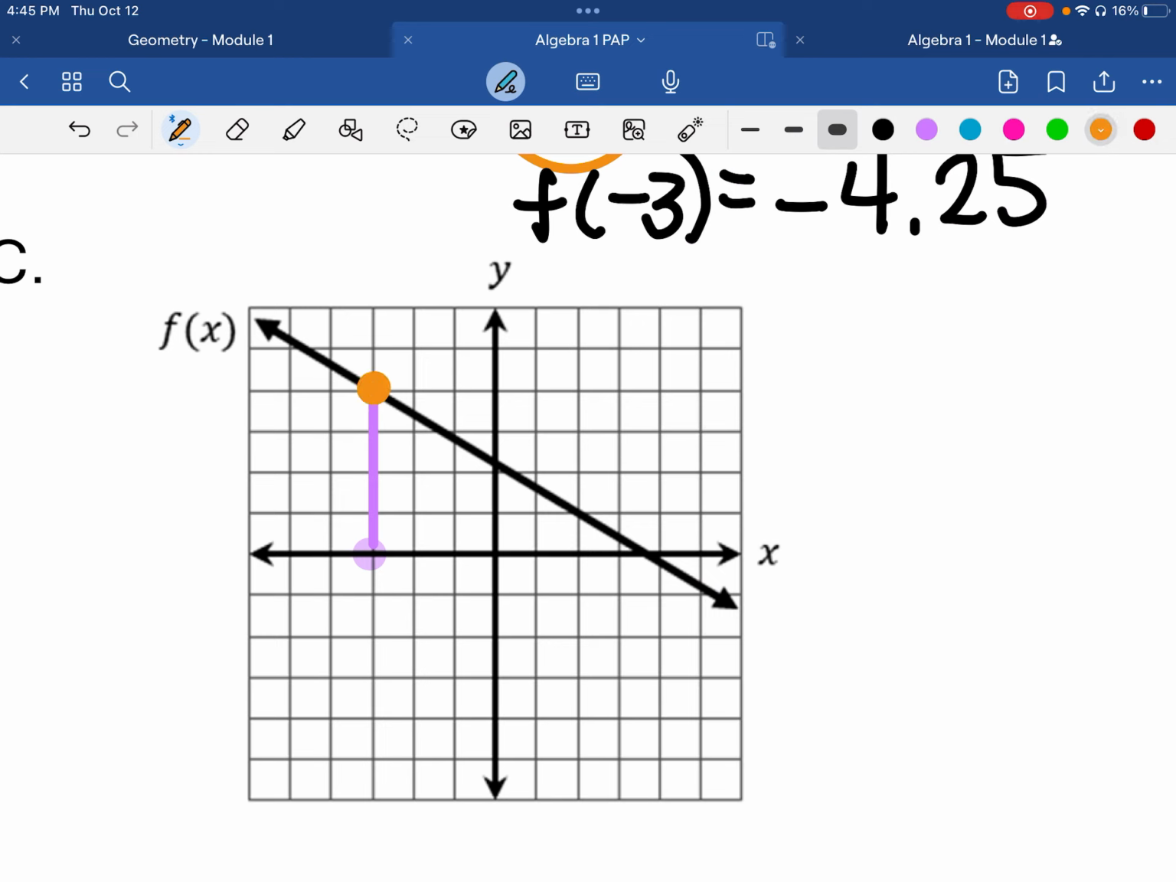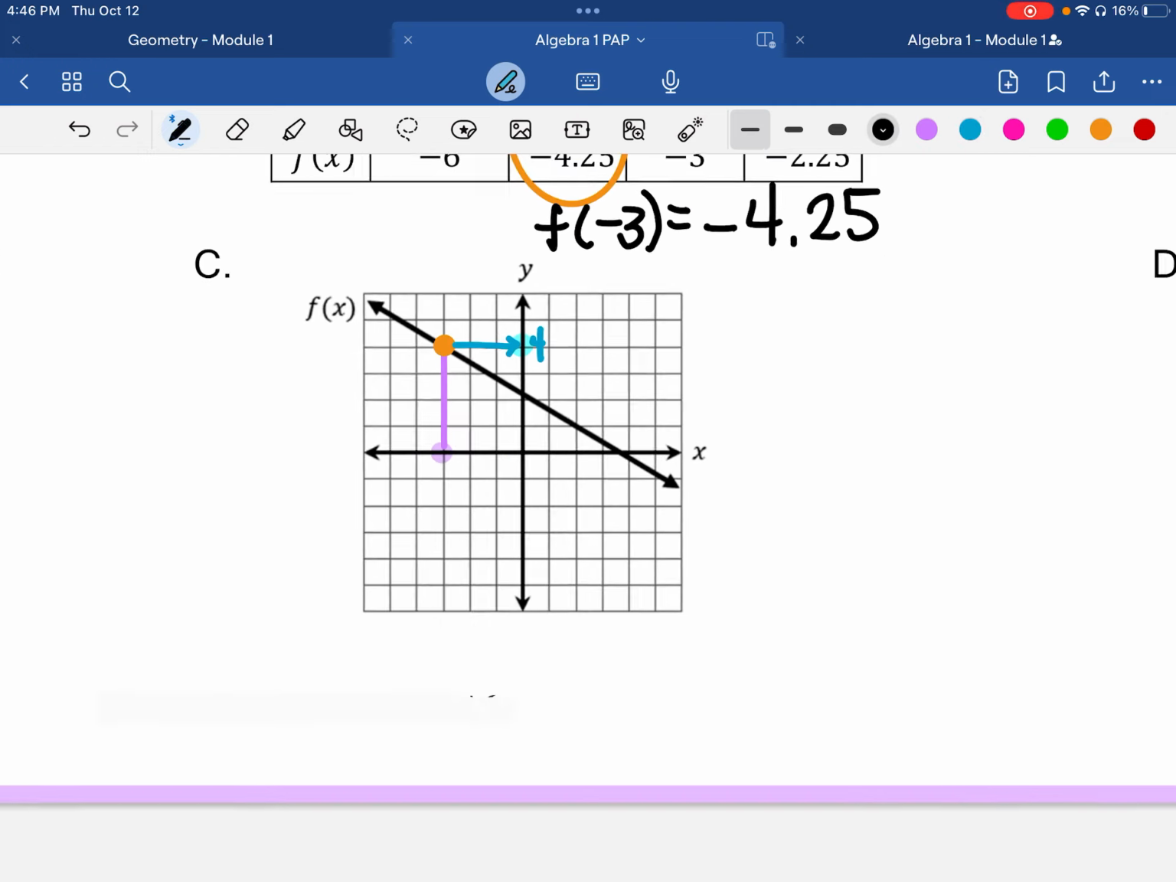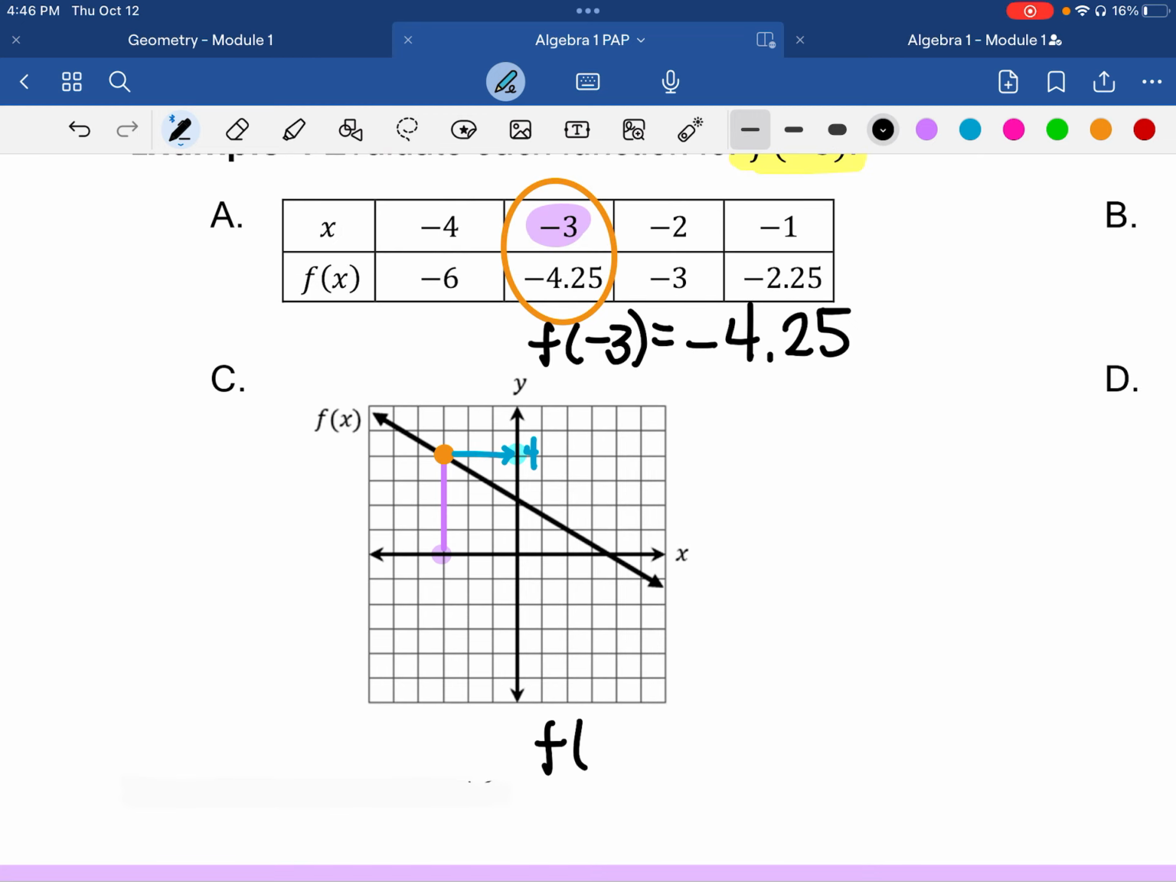And then remember, I'm going to move to the y-axis by moving left or right because this number right here is my answer. This number right here is my answer, and it is positive 1, 2, 3, 4. So my answer here would be f of negative 3 equals 4.